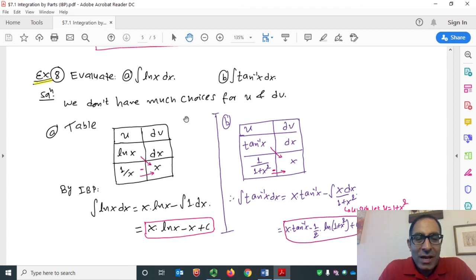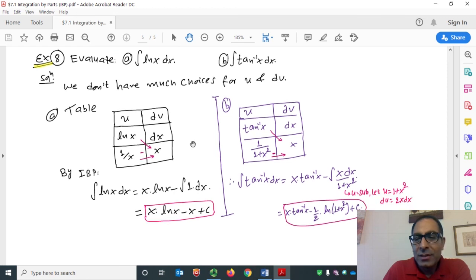Begin the solutions. We don't have much choice for u and dv in these examples. Ln x. So here's the idea: we don't know the integral of ln x. So to apply the IBP formula, I need to assume u equals ln x. Then dx will be my dv, because dv is integrable, right? And similarly in case b also, I need to assume u equals tan inverse x, then dx will be my dv. That's the idea. Good. So it's a quick solution here.